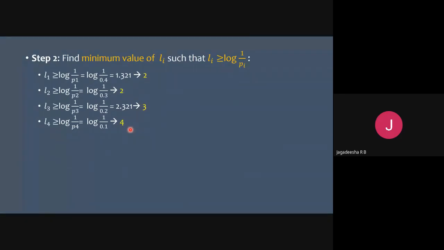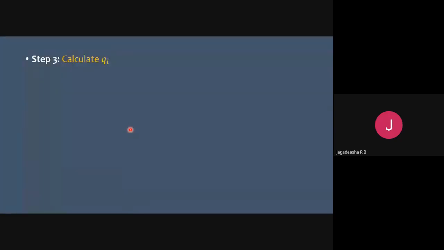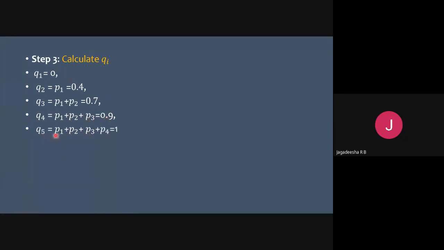Okay, now I move on to the third step. Now you have to find the different parameters, that is Qi. We have Q1, you know what Q1 is. By default, it is 0. What is Q2? Q2 is P1. What is P1? Probability of the first symbol, 0.4. What is Q3? Probability of the first and second, 0.4 and 0.3, that is 0.7. What is Q4? First, second, third: 0.4, 0.3, 0.2. What is Q5? Probability of all P1, P2, P3, P4. That will be 1. Okay.